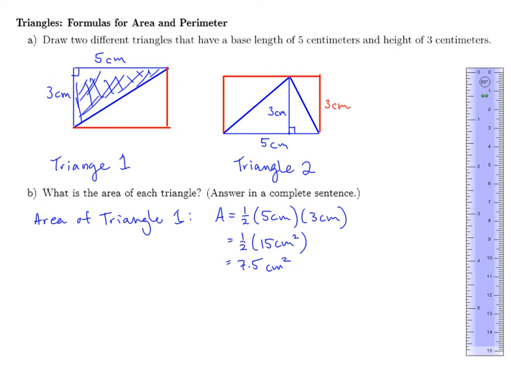So the area of triangle 2 is going to be identical. It's going to be 1/2 times 5 centimeters times 3 centimeters. And since I've just done that calculation, I'm just going to write A equals 7.5 centimeters squared. To summarize that, the area of each triangle is 7.5 centimeters squared.